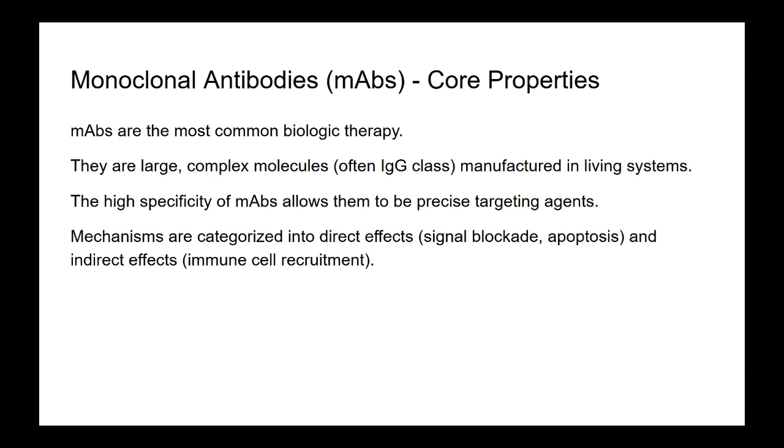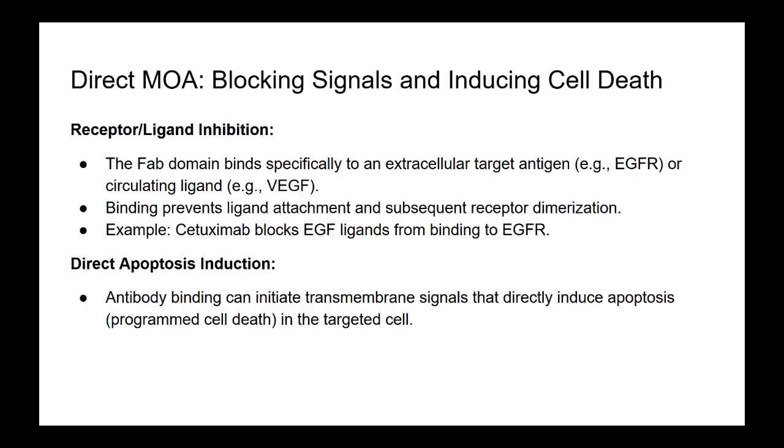The direct mechanisms are relatively straightforward. The Fab portion of the antibody, the arms of the Y, acts as that highly specific blocker we talked about, preventing a ligand from binding its receptor, maybe preventing receptor dimerization or sometimes even directly triggering apoptosis, or cell death, in the target cell. But the real power often comes from the Fc region, the stalk of the Y-shaped antibody. This Fc region is the key to recruiting the host's own defense mechanisms.